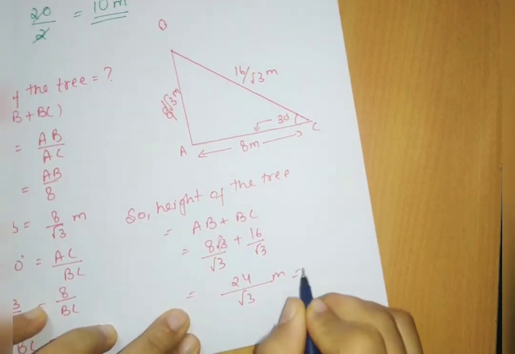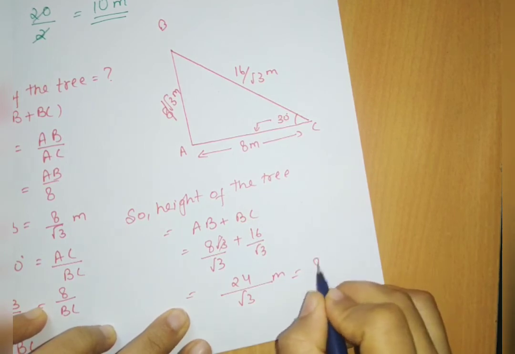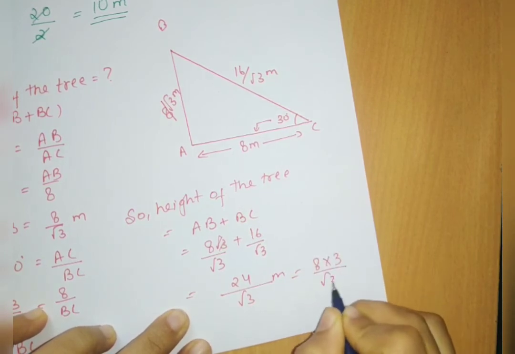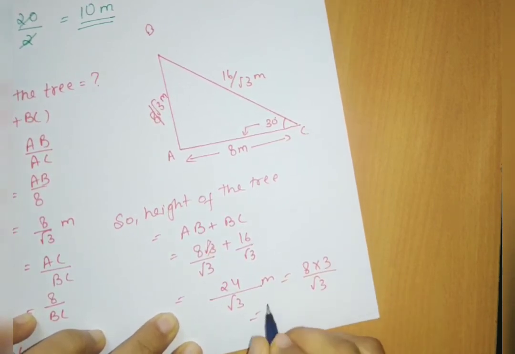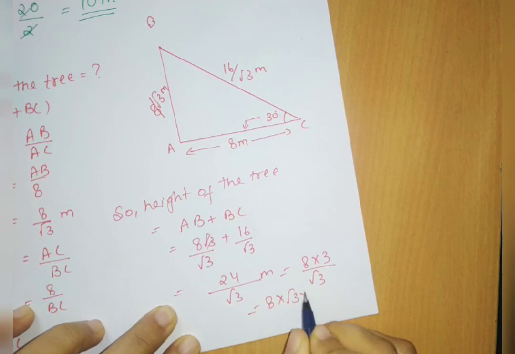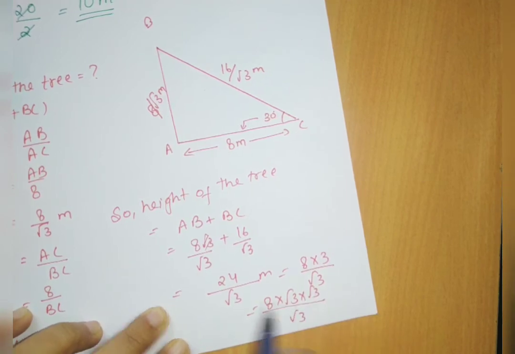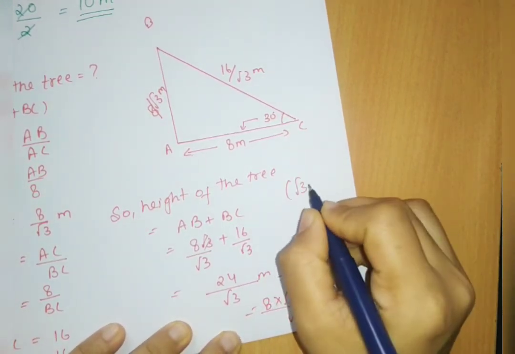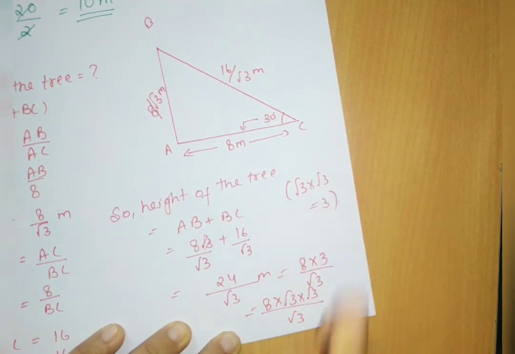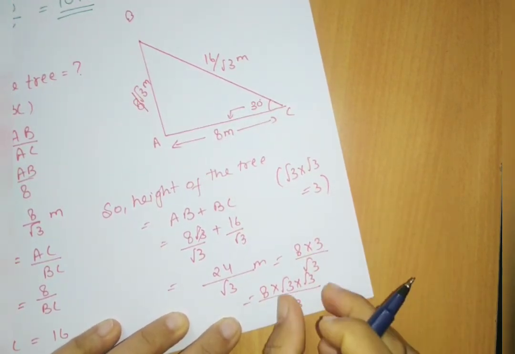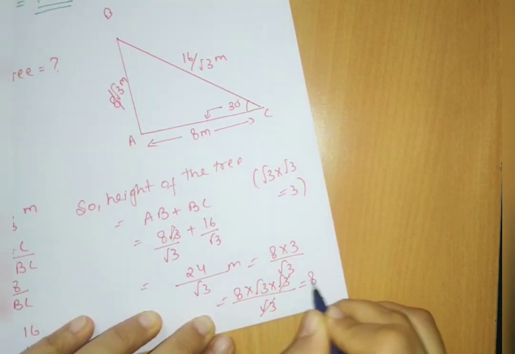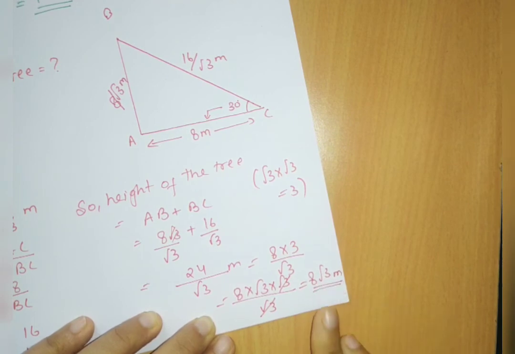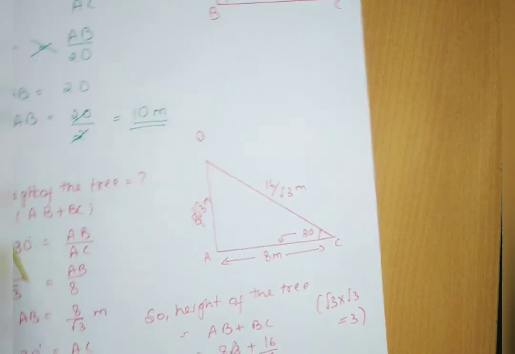How? Now see, 24 means 8 3s are 24. I can write 8 3s are 24 by root 3. Okay, now see 3. How can I write 3? 8 multiply root 3 multiply root 3 divided by root 3. Because we know that root 3 multiply root 3 becomes what? 3 only. Okay, that is why in place of 3 I have written it in this way. Root 3 will get cancelled. My answer is 8 root 3 meter. This is my required answer.